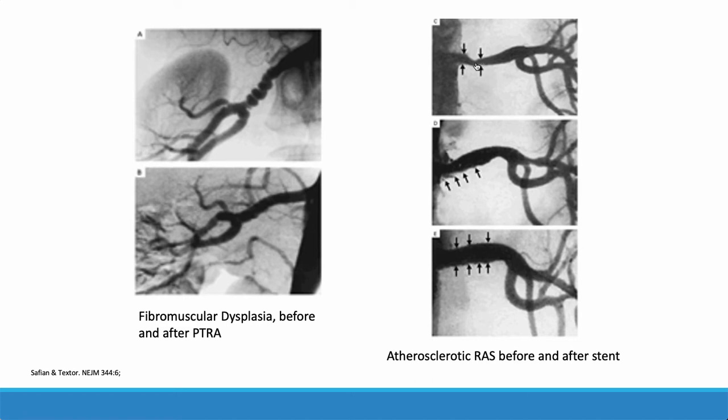Here is the classic look of atherosclerotic renal artery stenosis. You can see the normal size vessel is here, and it gets down to a very narrow area here. And so when we put a stent in there, it restores blood flow, and we get what looks like a normal artery after that.